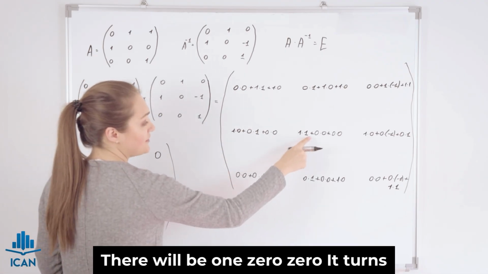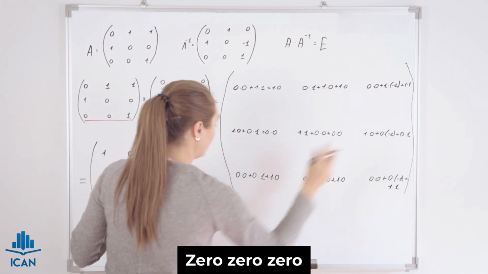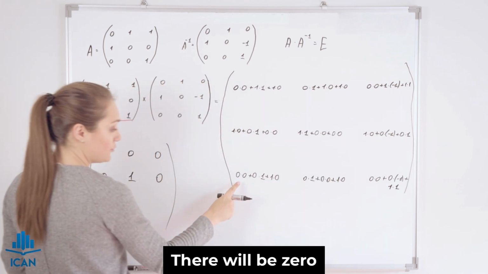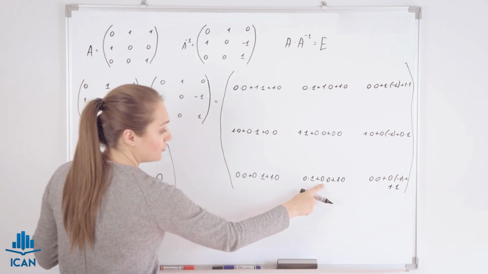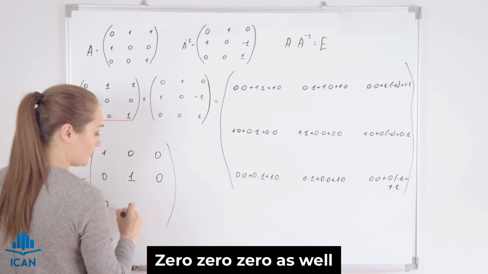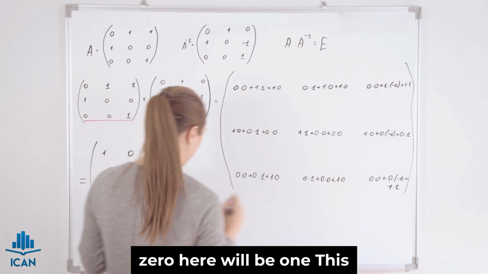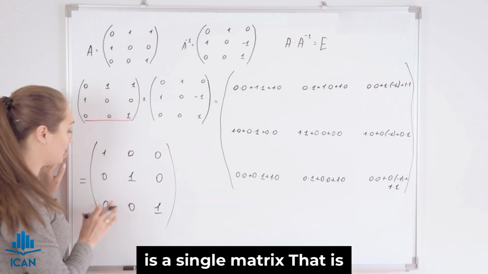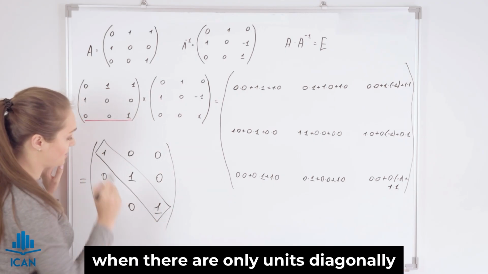There will be 1, 0, 0. It turns out to be 1, 0, 0, 0. There will be 0, 0, 0, right? 0, 0, 0 as well. And here will be 0, here will be 0, here will be 1. This is a unit matrix. That is when there are only units diagonally here.